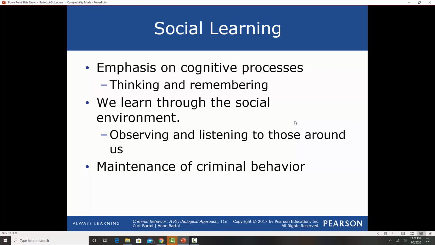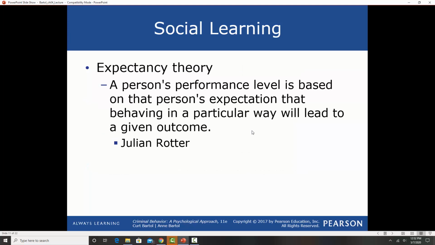So again, that can be with family, friends, your culture, your neighborhood. And there's even been research with social learning theory on violence in video games, violence in television shows, things like that. Expectancy theory, this is by Julian Rotter.